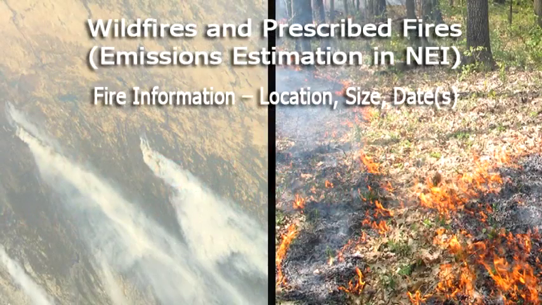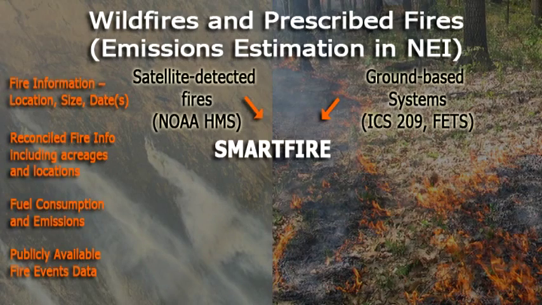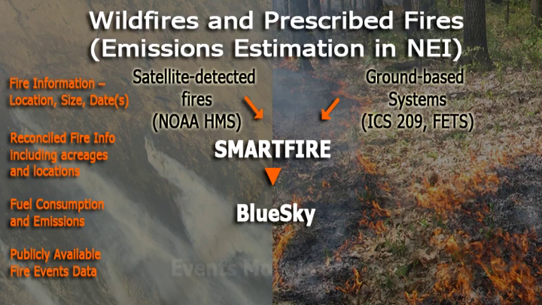The NEI uses fire location, size, and date information from two types of sources: ground-based and satellite detected. These two sources may provide different or conflicting data. These differences are reconciled by SmartFire. Fuel type, fuel condition, and consumption, along with emissions, are estimated by components of the Blue Sky Framework. Blue Sky is a framework that allows the user to select which combination of fuel models and consumption models to use to estimate emissions for any number of fires. These emissions and fire specifications are then submitted to the Events Module of the Emission Inventory System, and after checking by EPA, become a part of the NEI.